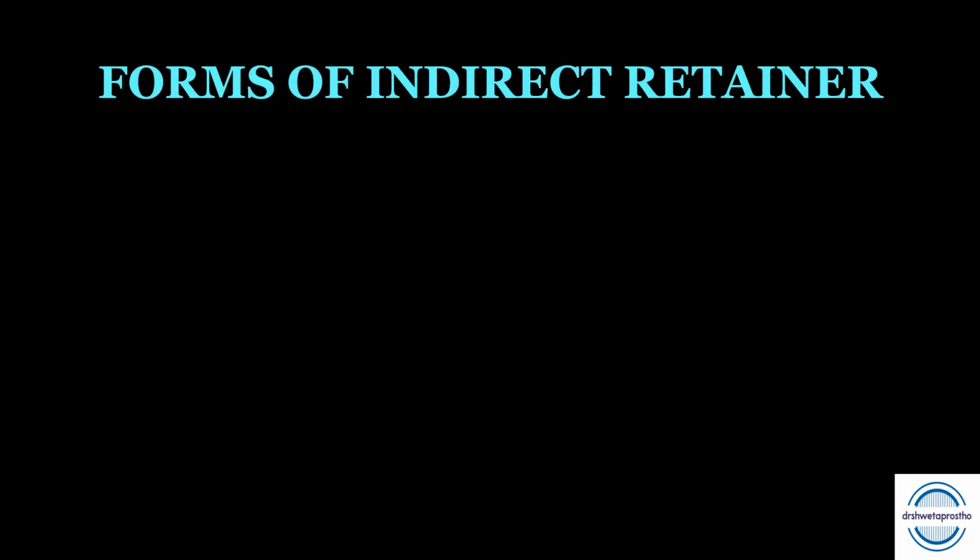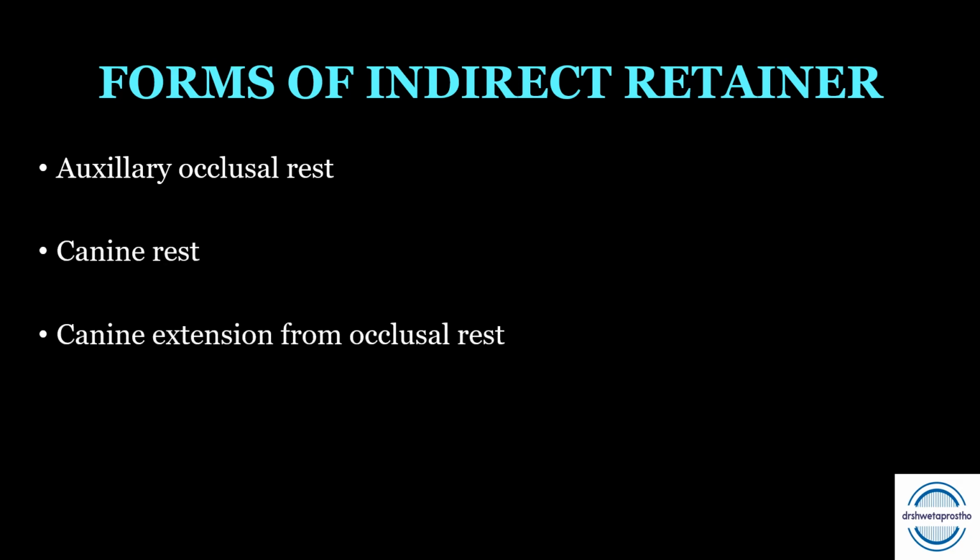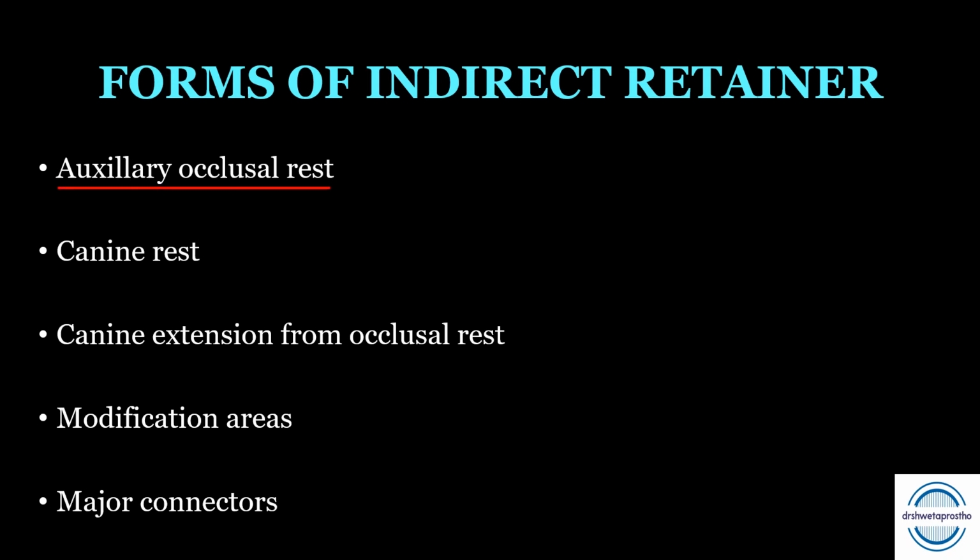Forms of the indirect retainers. They can be the auxiliary occlusal rest, canine extension from the occlusal rest, modification areas, and the major connectors. Now the indirect retainers are not individual parts. Any of the following parts of the RPD can act as indirect retainers. Let us see how.